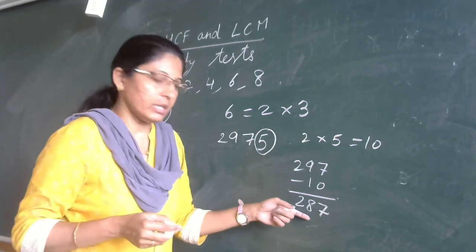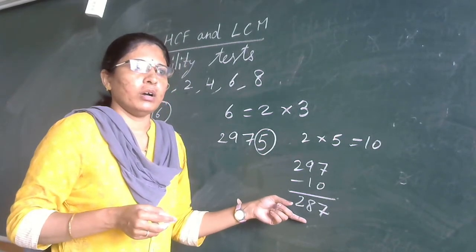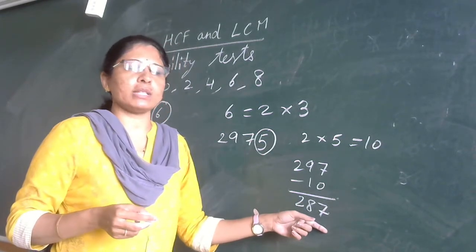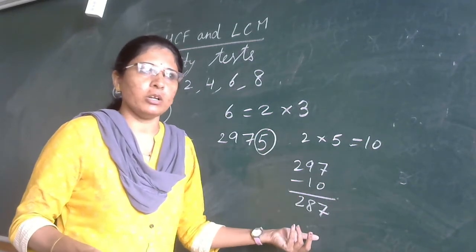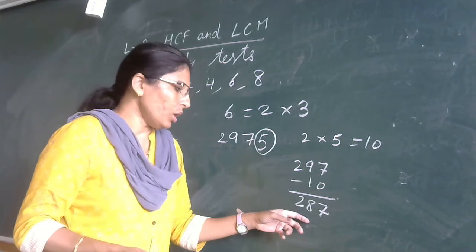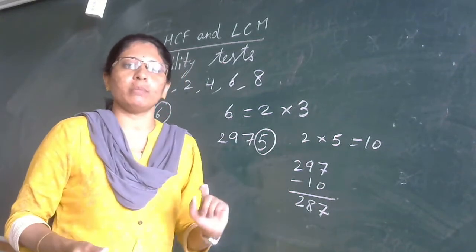When you divide, it is divisible. 7 4s are 28 and 7 1s are 7. So when you divide, it is divisible by 7. So this number is divisible by 7.